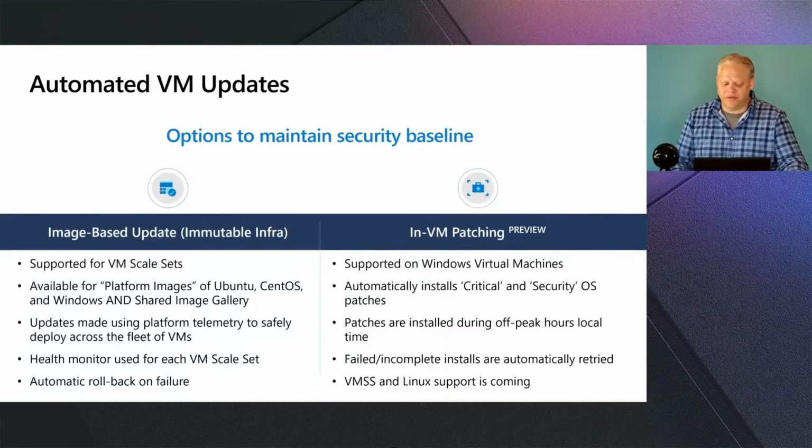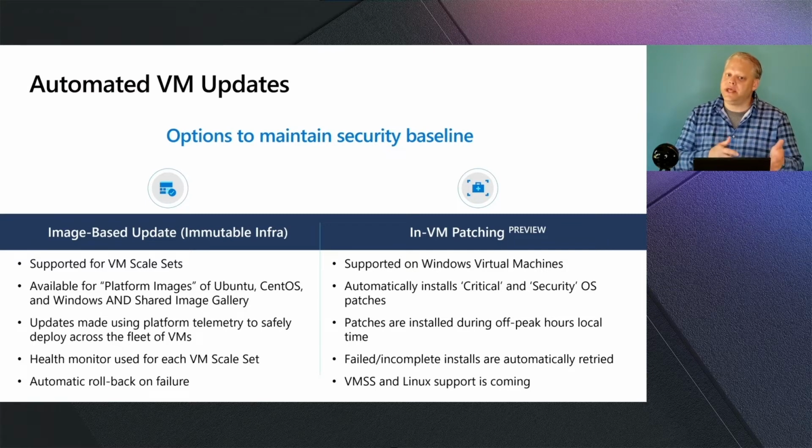Now, on the left side of the slide here, we have our image-based patching. This has existed since last Ignite. It allows for automatic updating when doing image-based patching. This is where you have a set of virtual machines in a scale set, and to update them, you bring in a new image and roll out new instances. And so in this model, it's what's also called immutable infrastructure by some customers. You can update based on platform images, or you can update based on custom images, leveraging our shared image gallery. And this is a great model for really large scale-in, scale-out type applications.